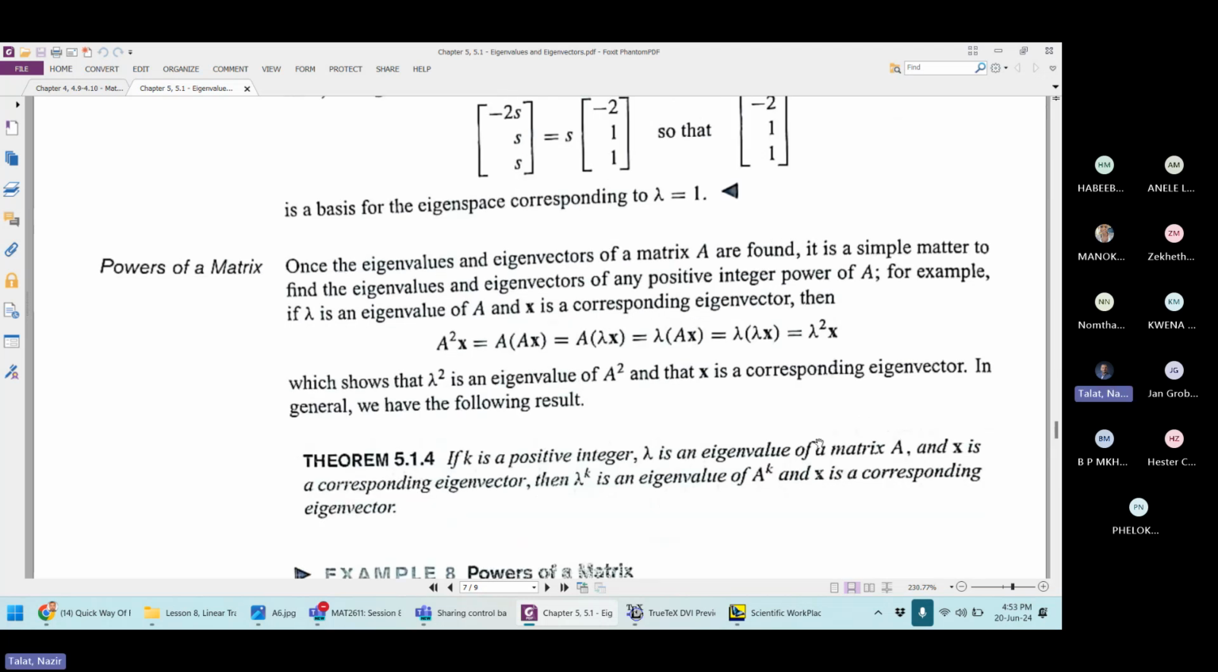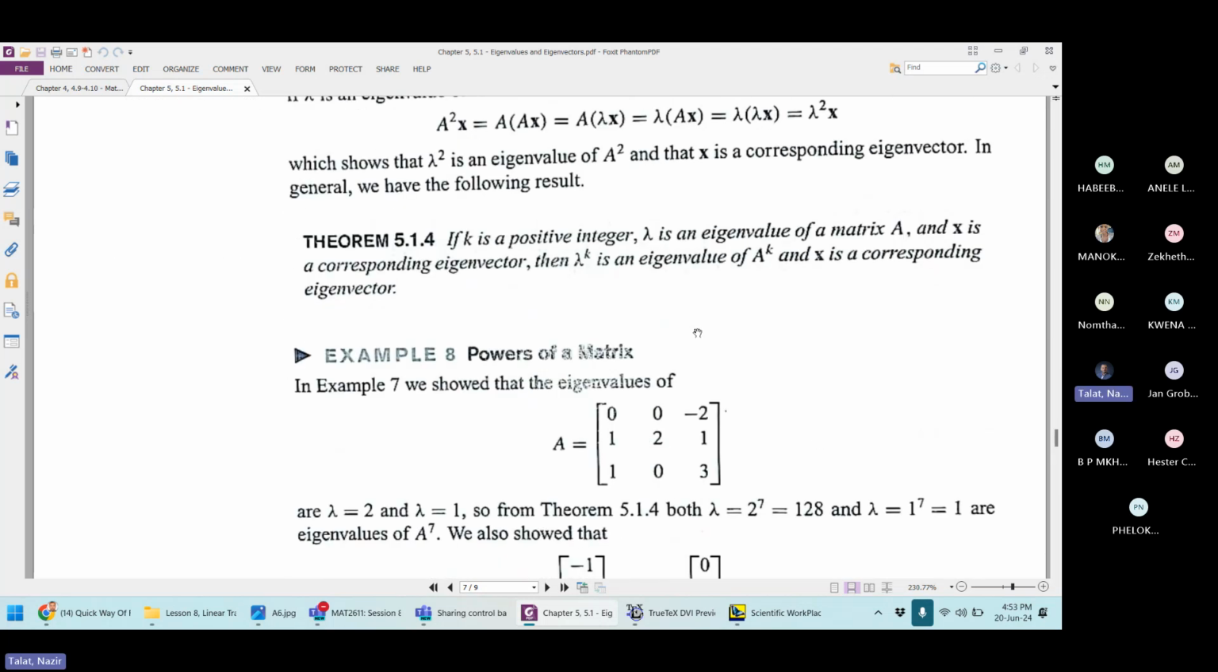And here are some useful results regarding this. If k is a positive integer, lambda is an eigenvalue of A, and x is a corresponding eigenvector, then lambda to the power k is an eigenvalue of A to the power k. Like if lambda is an eigenvalue of A, then lambda power k is an eigenvalue of A power k.